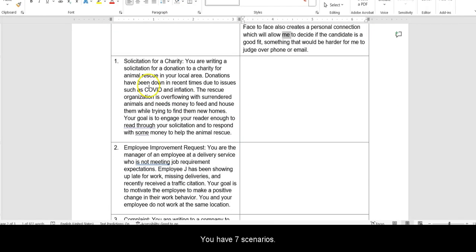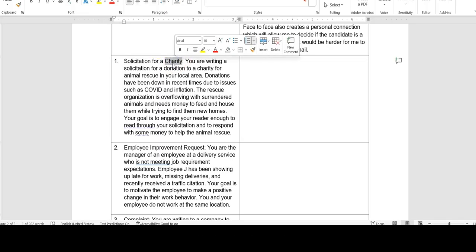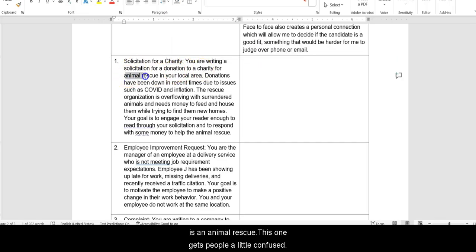You have 7 scenarios, so you want to make sure to read through them carefully. A solicitation means asking people for a donation, in this case for money, or other donations for a charity. And a charity is an organization which relies on donations and gifts of money to sustain themselves. This solicitation is an animal rescue.